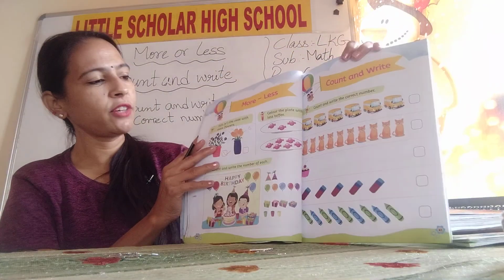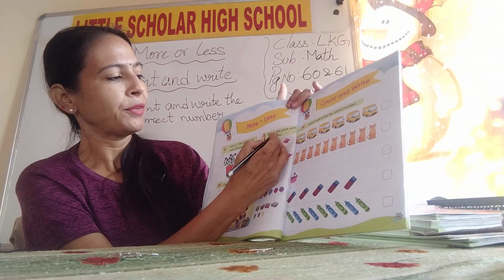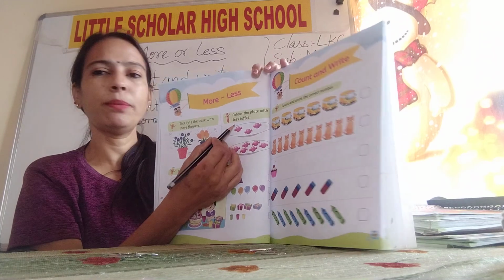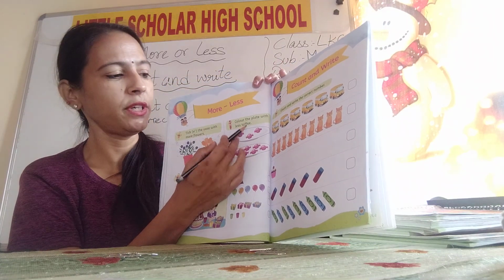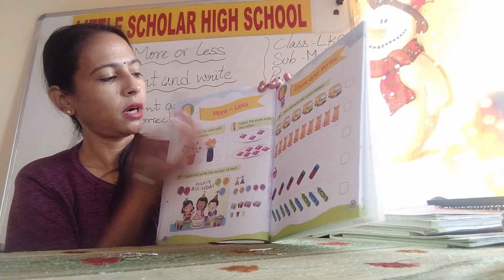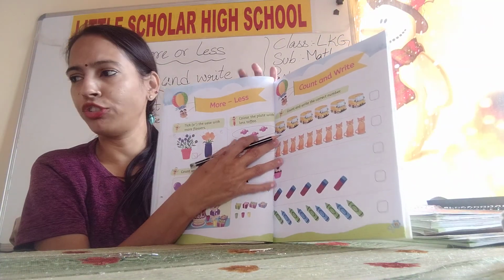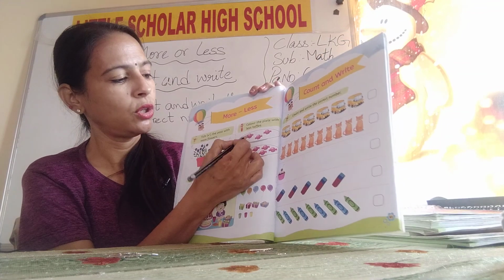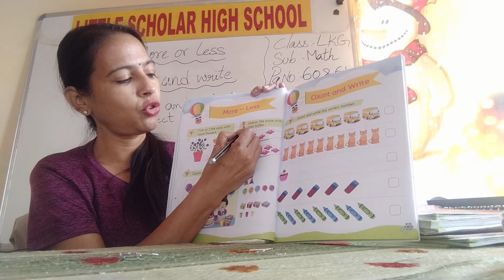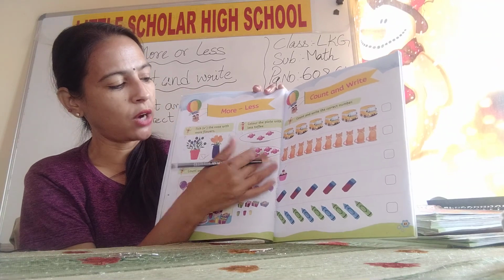Okay. Now the next one. What is the next one? Color the plate with fewer toffees. Now the plate which has fewer toffees, we need to color it. So I'm going to do a pencil shading. Now let us count. 1, 2, 3. How many toffees are here? 3 toffees. And let us count the one below.